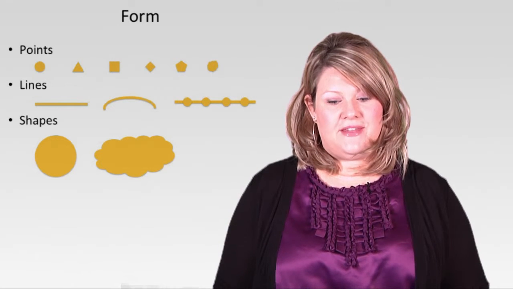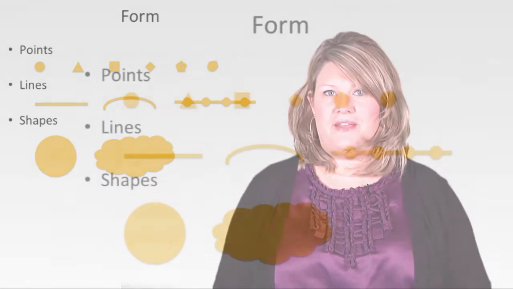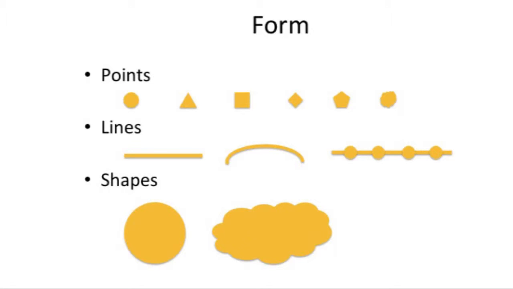The next element that is processed by the brain is form. The overall shapes that display the content can also send a message. Forms are comprised of points, lines, and shapes. Points are single, simple shapes that can be strung together to form a line, and lines can be connected to form shapes. Forms can help divide, group, or direct content.